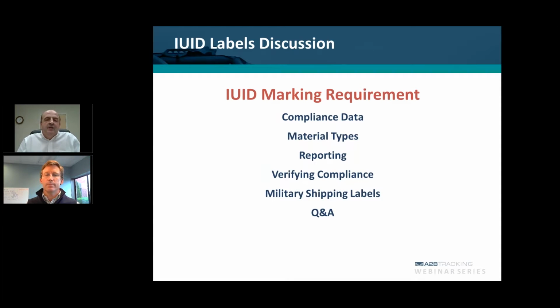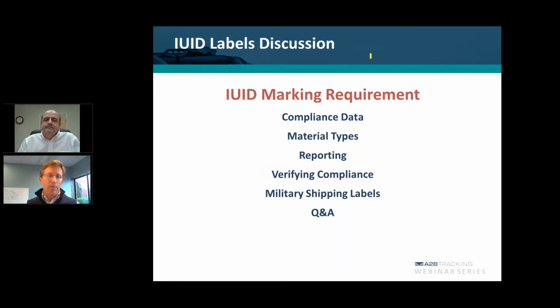or you're going to look for the DFARS clause 252.211-7003, which is the marking requirement. So within your contract, if you see either of those items in there, you know you have an immediate requirement for IUID.